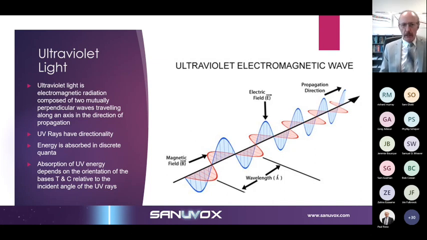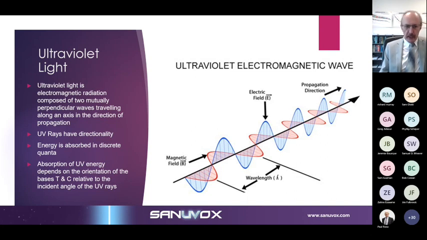Now, you can model ultraviolet light as photons, or you can model it as electromagnetic waves. In terms of electromagnetic waves, UV light consists of two mutually perpendicular waves traveling along an axis in the direction of propagation. These two waves are composed of an electric field and a perpendicular magnetic field. UV has a wavelength that, of course, is at 250 nanometers. And the direction of the rays shows you that UV has directionality.